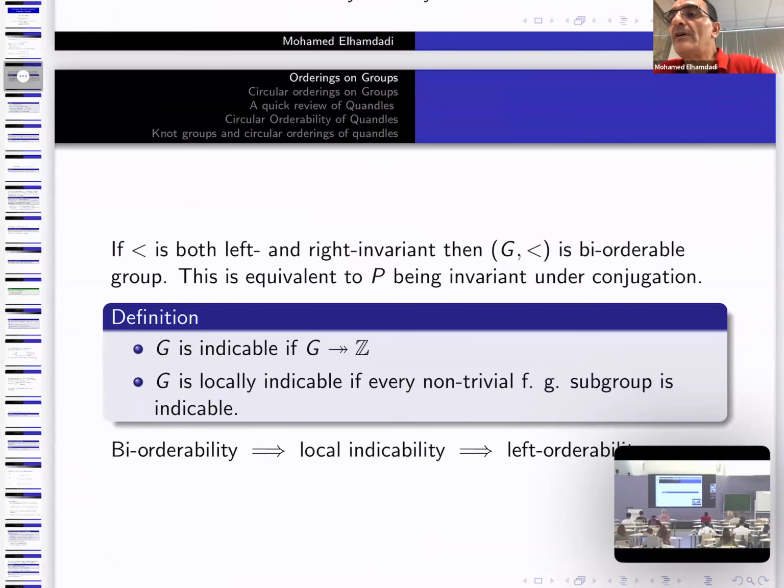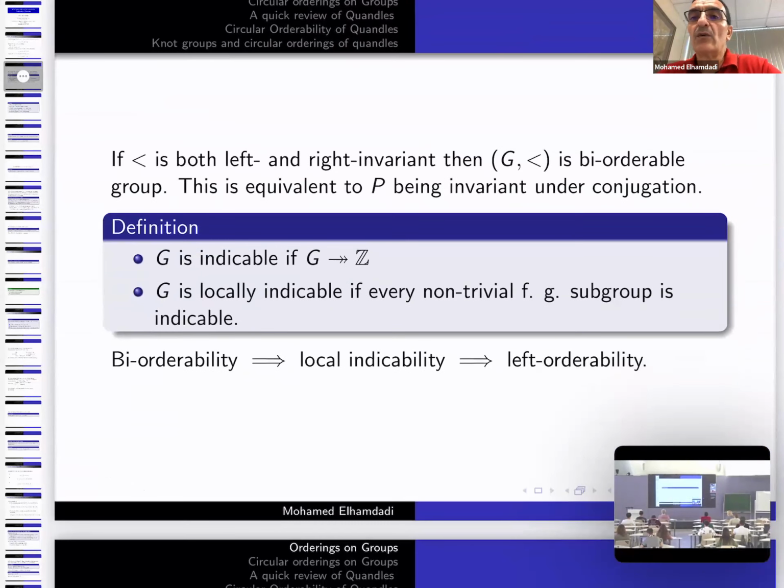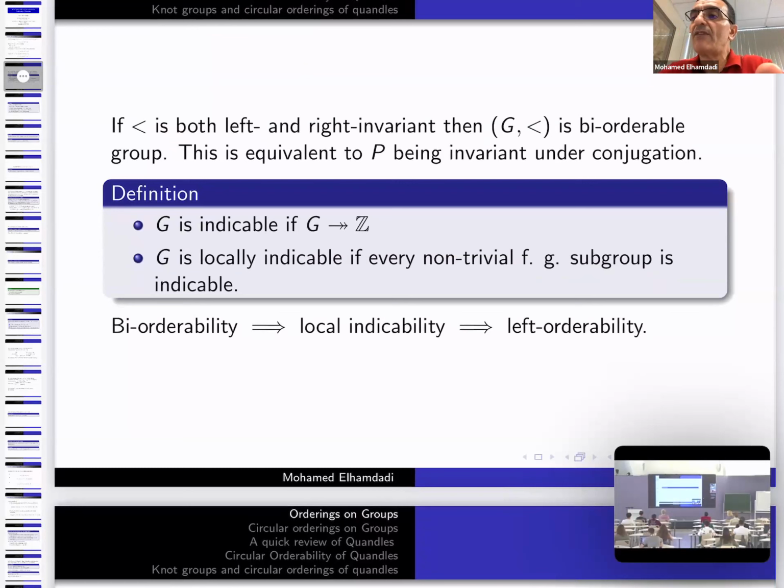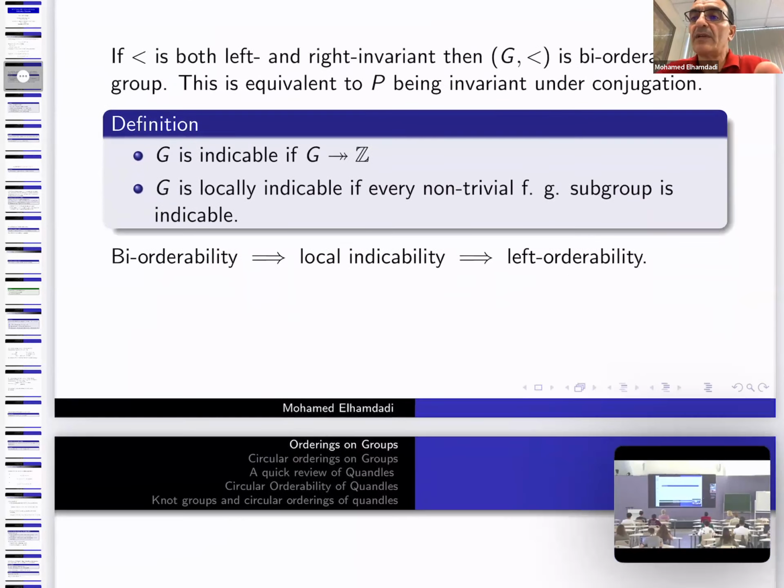We say a group is bi-orderable if the ordering is both left invariant and right invariant. In other words, it's equivalent to saying that the positive cone is invariant under conjugation. A group G is called indicable if it has the group of integers as a quotient. And the group is called locally indicable if every non-trivial finitely generated subgroup is indicable. And orderability has this property that bi-orderability implies local indicability, which implies left orderability. The other directions are not true.